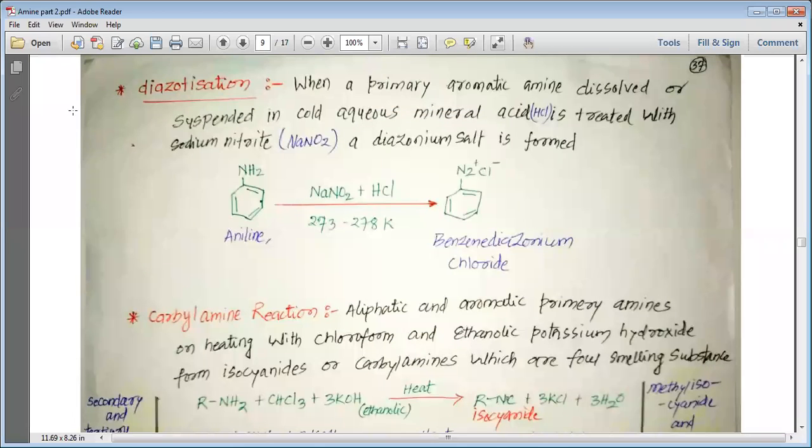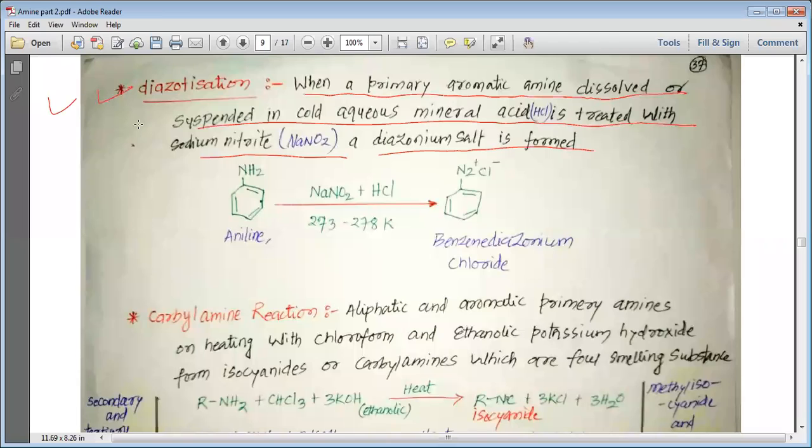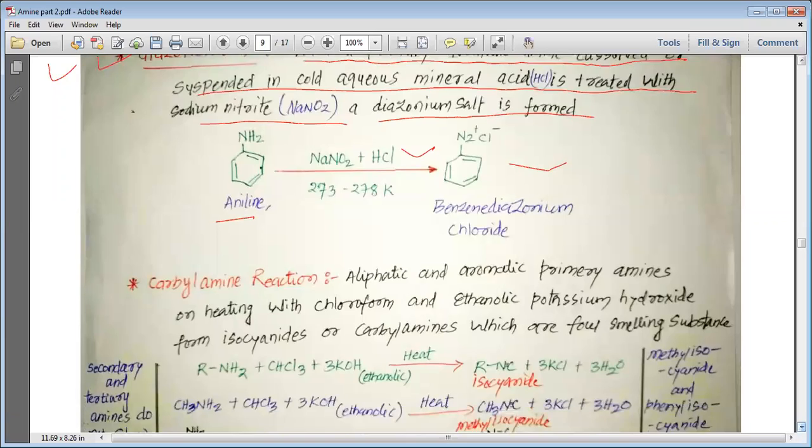So here we have a reaction which is known as the diazotization reaction. When a primary aromatic amine dissolved or suspended in cold aqueous mineral acid like HCl is treated with sodium nitrite, a diazonium salt is formed. This is what we have studied even during our chapter known as the haloalkanes and haloarenes. It's just a revision for you. So aniline, when it reacts with NaNO2 and HCl, produces benzene diazonium salt.